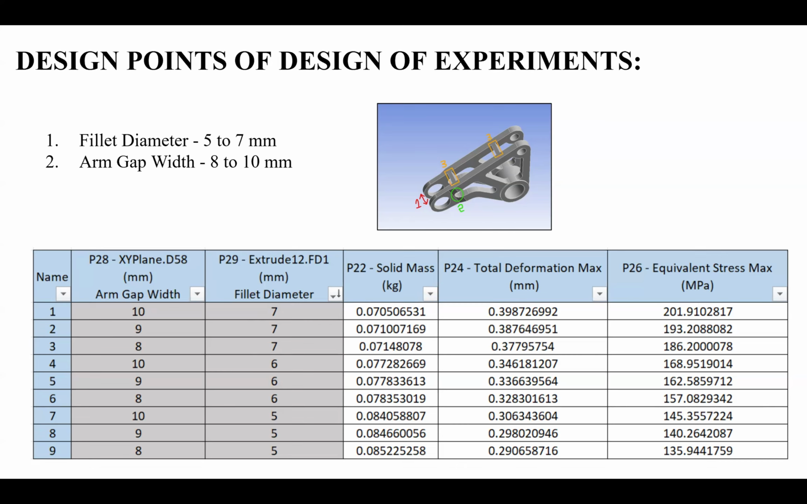Next slide. I would like to add one point. The change of rib thickness doesn't show any improvement, so we had only gone with the fillet diameter and the arm gap width.